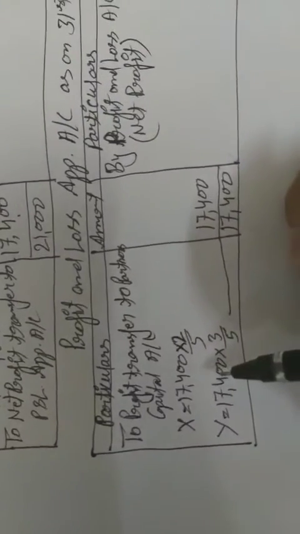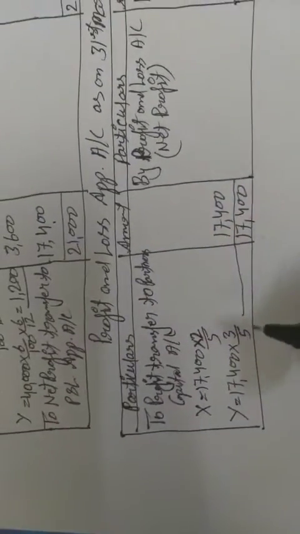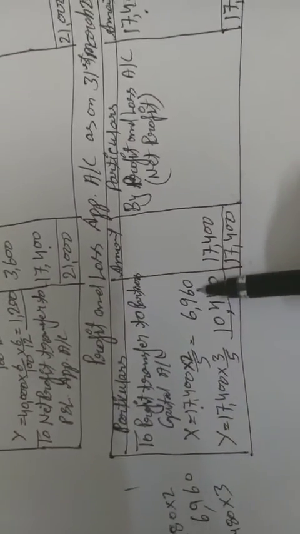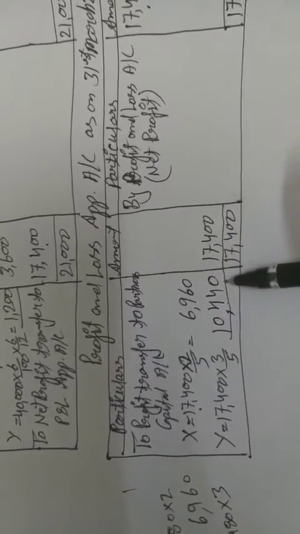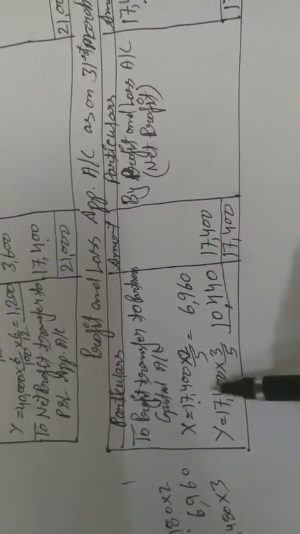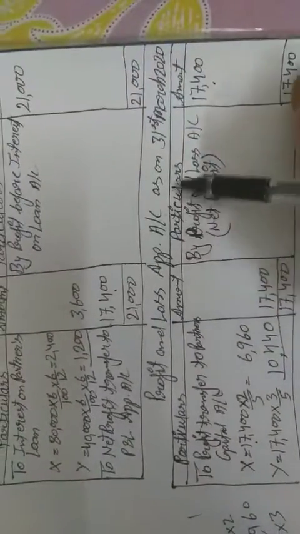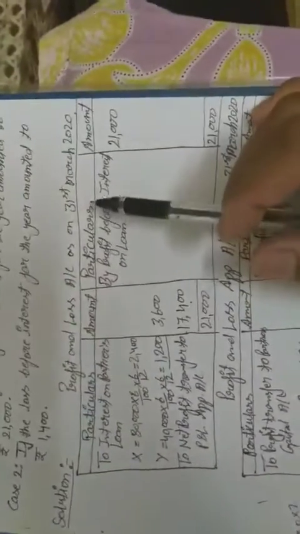So what will be the amount for this? The calculation is still left, so you can also do the calculation by yourself. The calculation will be 6,960 and 10,440. So this is the distribution, but it is not compulsory in this question. We have to show the profit and loss appropriations account or profit and loss account.